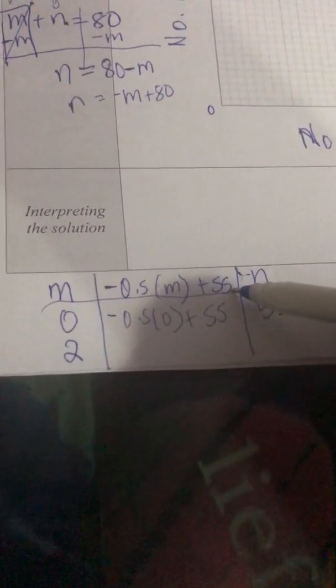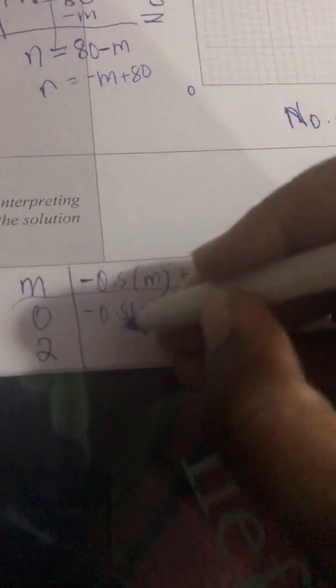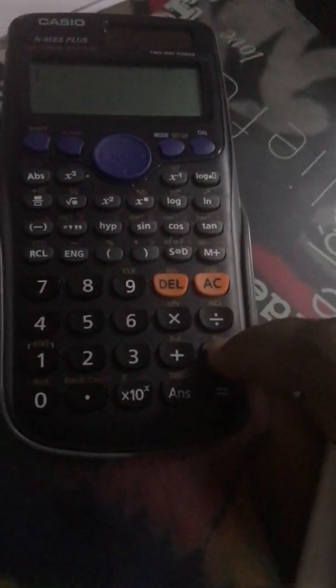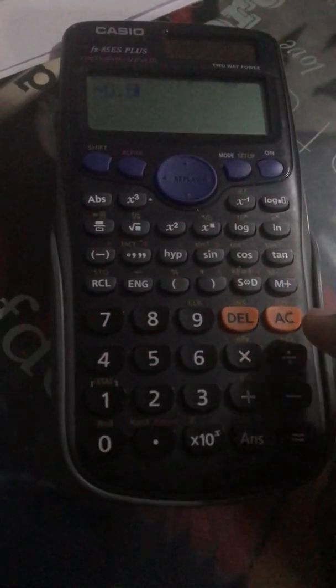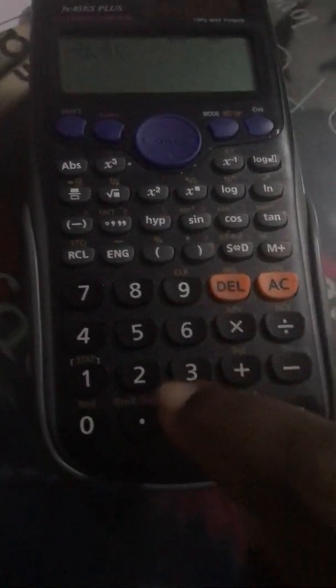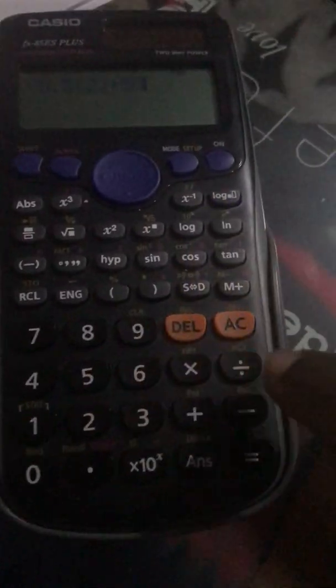Yes, and that will be 54. Okay, so that will be negative 0.5 bracket 2 plus 55. So if I put it in my calculator, I should get 54. Negative 0.5 multiply by 2 plus 55 is equals to 54.